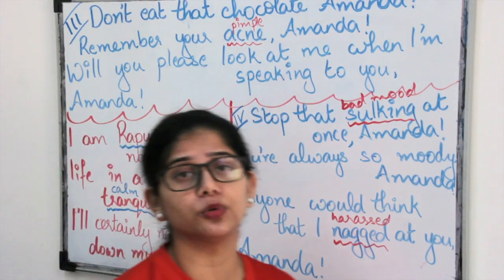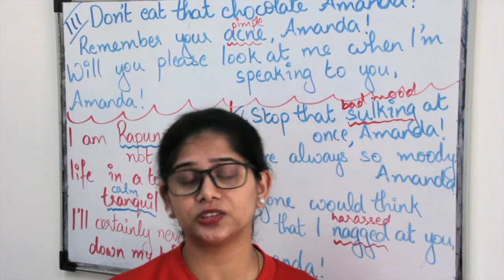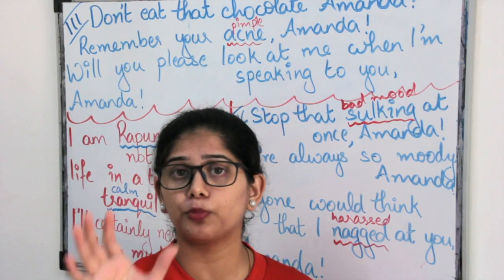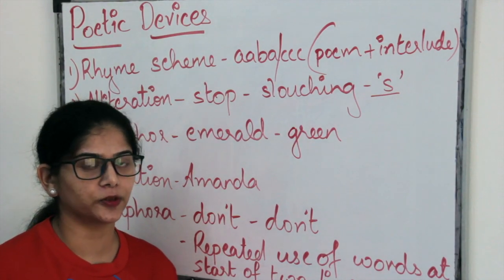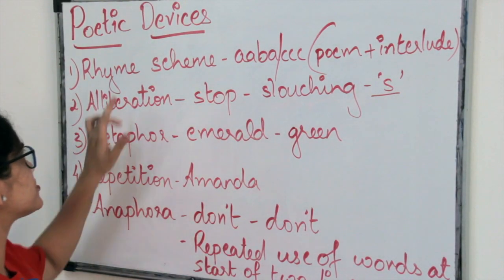Okay, so I hope you like the poem. Now we move on to the poetic devices as well as the important questions of the chapter. Now we'll move on to the poetic devices of the poem. The first poetic device is rhyme scheme.